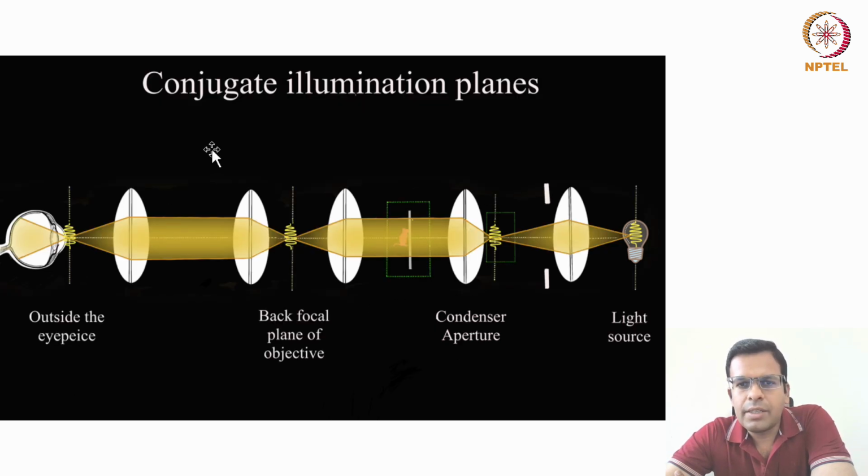So let us understand the conjugate image planes. At what plane is the image of the light source found? Let's say this is a light source, then it passes through this lens, and the light rays merge here. So here you can see the filament of the bulb. Again you move further, and here you see the merging of the light rays, so here you can see the filament of the bulb. Again these light rays merge closer to your eyes, so again here you can see the filament of the light bulb.